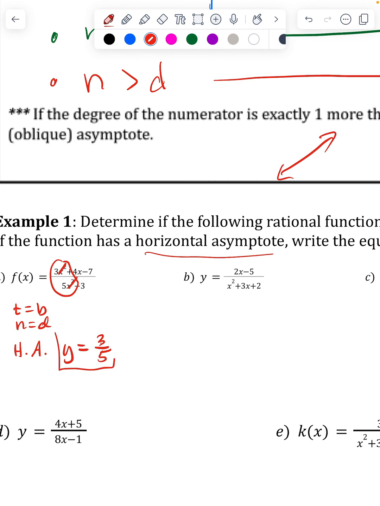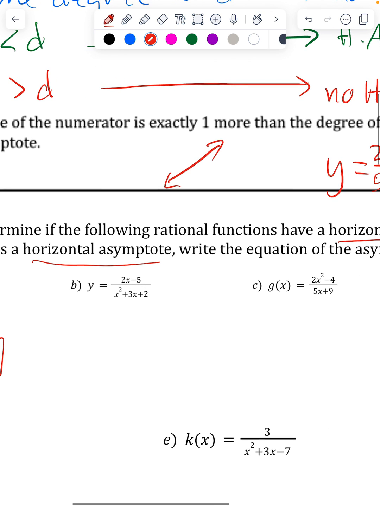And if this is my horizontal asymptote, my ends will approach that value. In this problem, when I look at the first, the top is less than the bottom, so my n is less than the d.